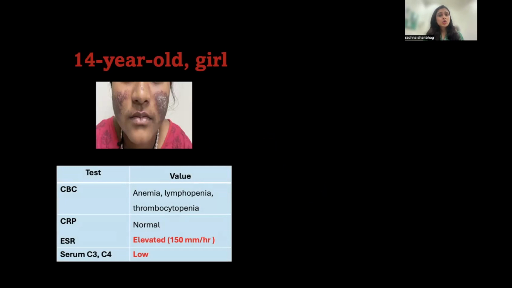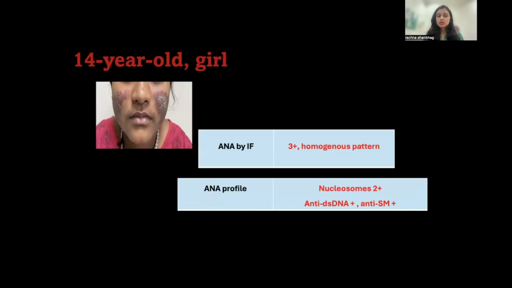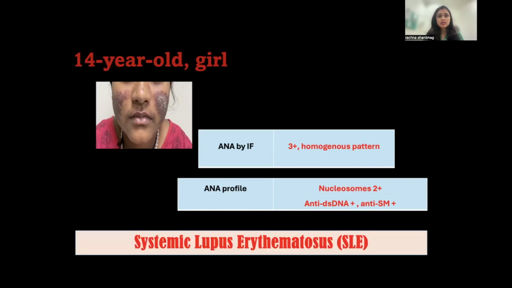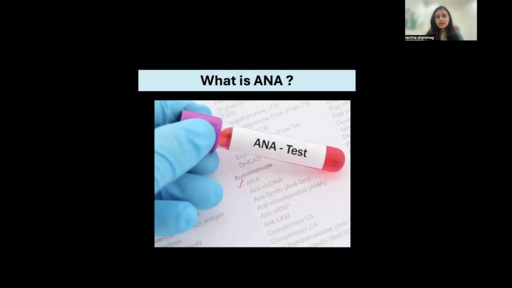Therefore, suspecting an autoimmune disease, an ANA by immunofluorescence was performed, which showed 3 plus positivity with a homogeneous pattern. An ANA profile performed subsequently showed the presence of nucleosomes, anti-dsDNA, and anti-Smith antibodies, therefore confirming the diagnosis of systemic lupus erythematosus. So, what is an ANA test?